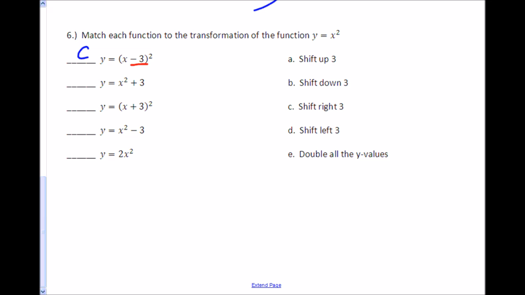Adding on the outside of the x value is going to move it up and down, and that moves in the direction we would think it would. So that one's going to go up 3. Adding inside with the x, if I add to the x value itself, that's going to move it to the left. Subtracting on the outside moves it down. And then multiplying, changing the a value, doubles all the y values. That's letter E. So it's the exact same thing we did with our square root functions, except now I'm applying it to a squared function, to a quadratic.